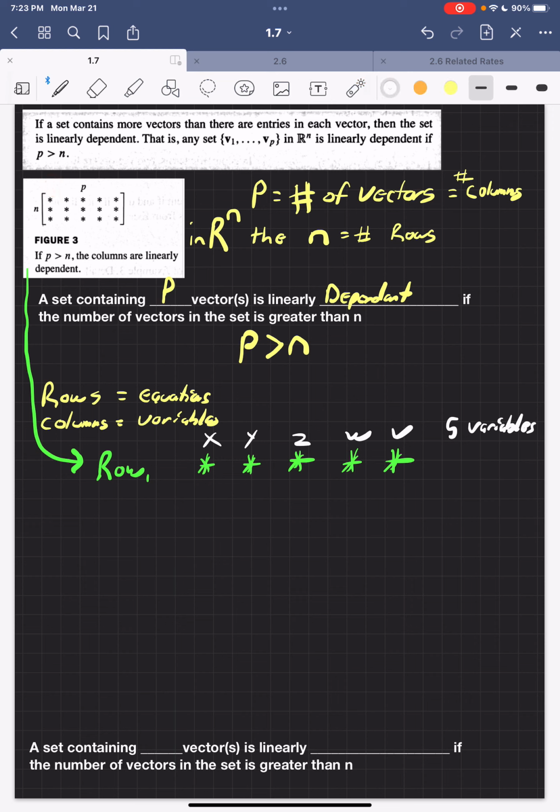If you have more variables than equations, then you're going to have free variables. If you have free variables, you're going to have linear dependence. I hope that helps connect the idea of the number of vectors.